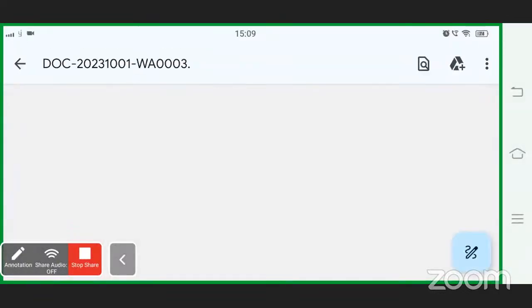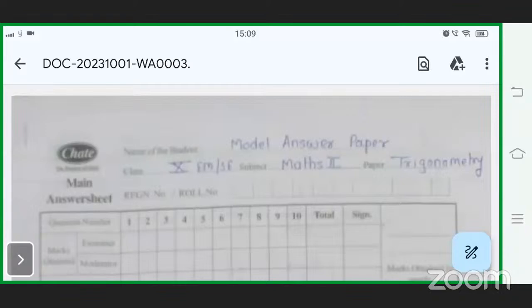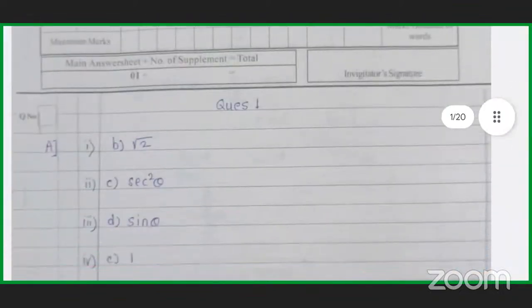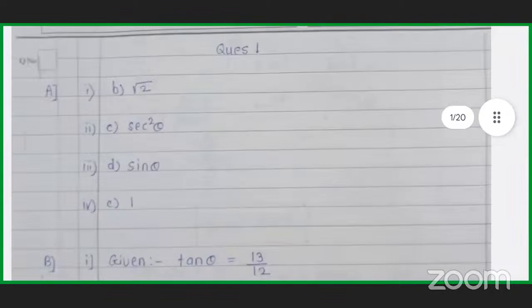Good afternoon, all of you. Today we have to discuss the model answer paper, or question answer paper, for trigonometry. So just focus on the first question, that is question 1A, the MCQ. What is the first MCQ? Cosec 45 degree. We know the value of cosec 45 degree is √2. So option B is correct.